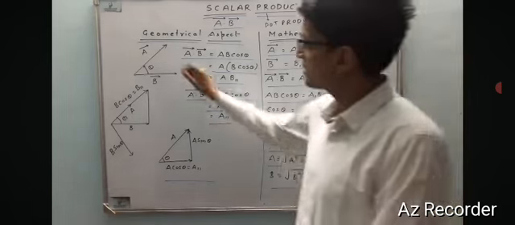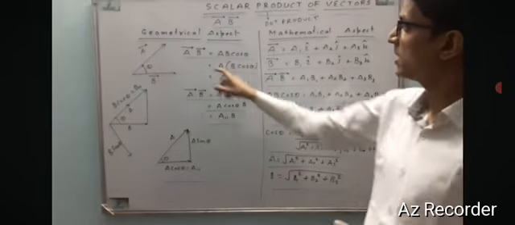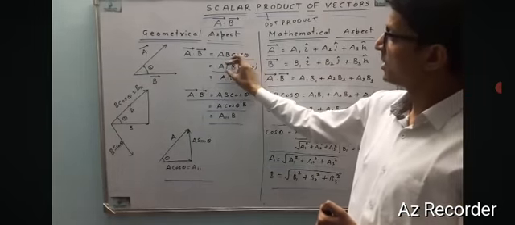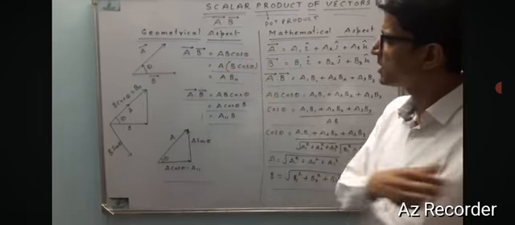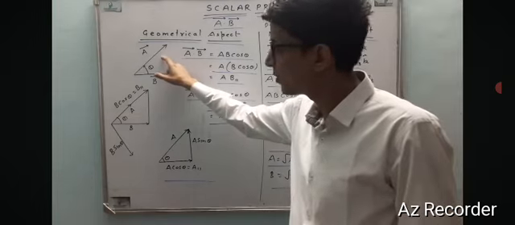Let there be two vectors, vector A and vector B, inclined to each other at an angle theta. Then A dot B is defined as AB cos theta. So you can write this as A into B cos theta, and B cos theta can be written as B parallel, which is the projection of vector B along vector A.